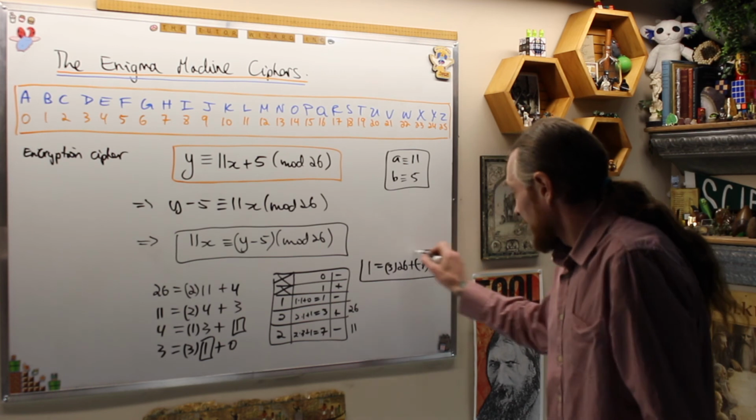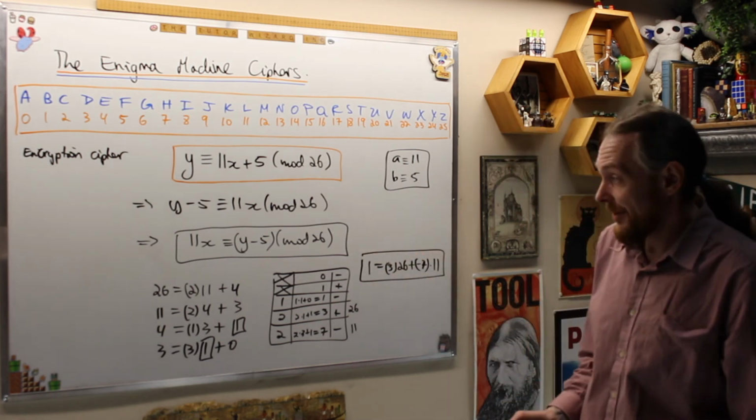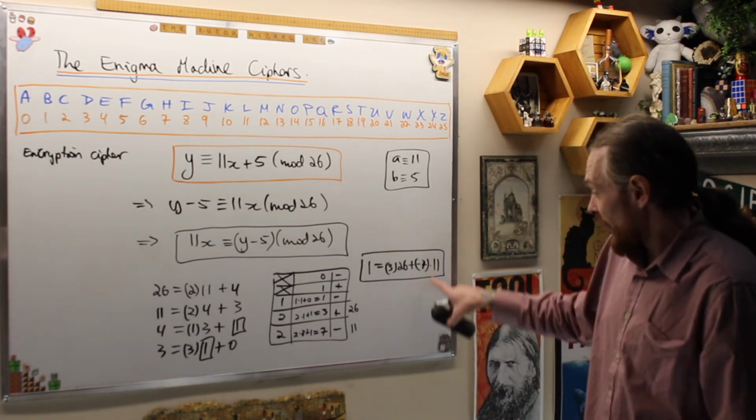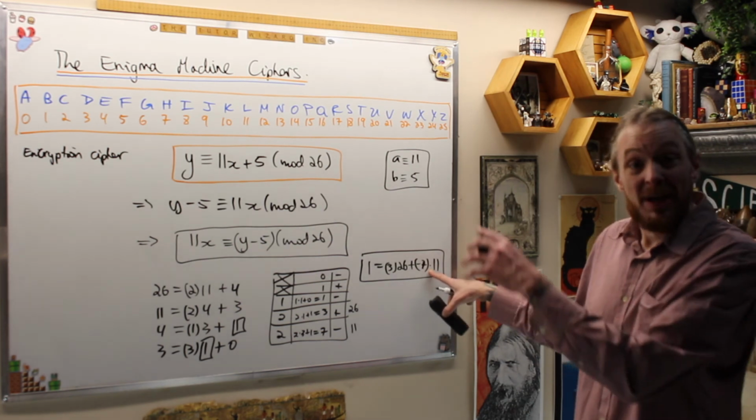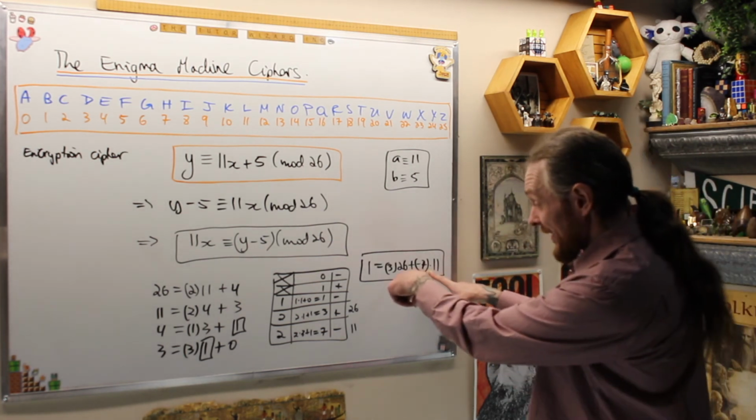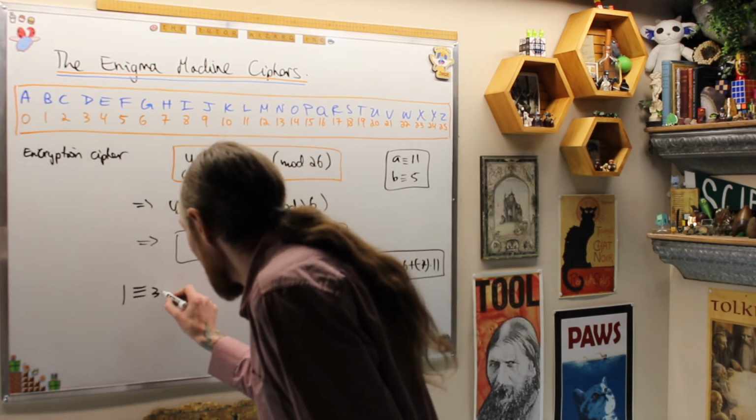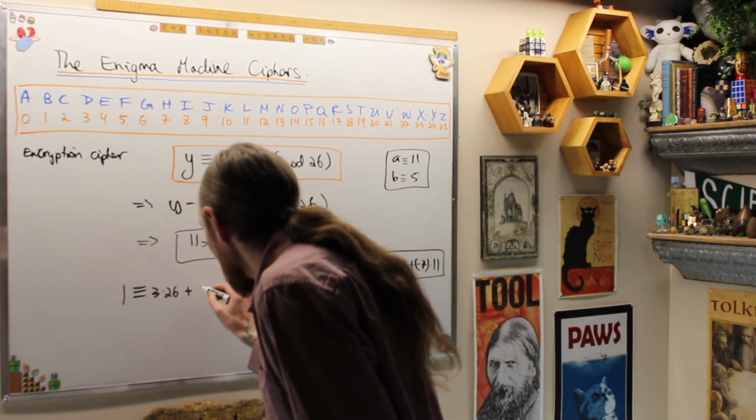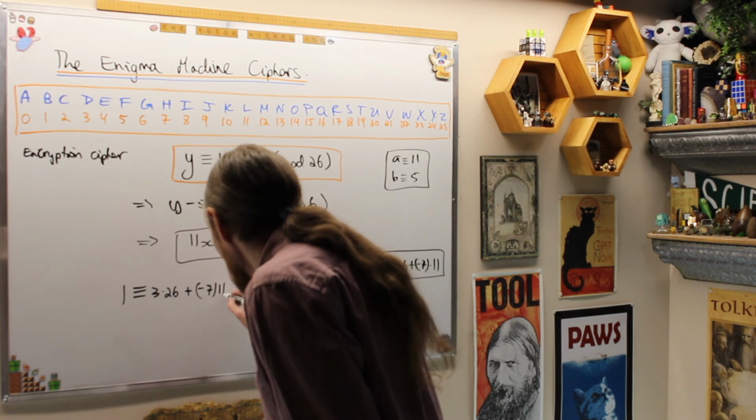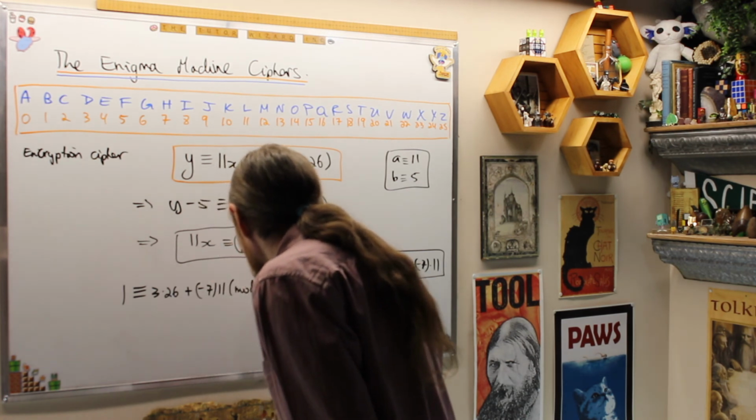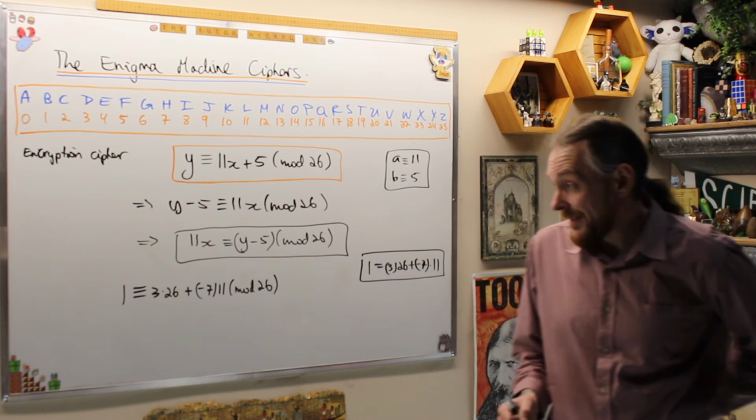What are we going to do with that? Now that the cat's gone, I can erase this. From this, what I wanted was, we're going to do the black magic of congruence modulo 26 now from this statement. So from there, we can write 1 is congruent to 3 times 26 plus negative 7 times 11 mod 26. Hit it modulo 26.